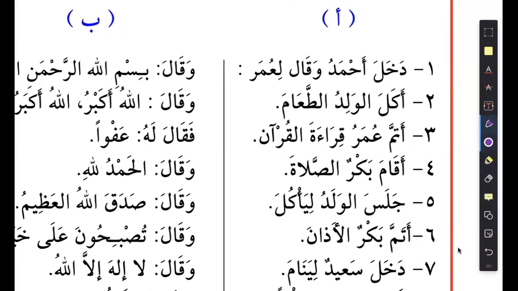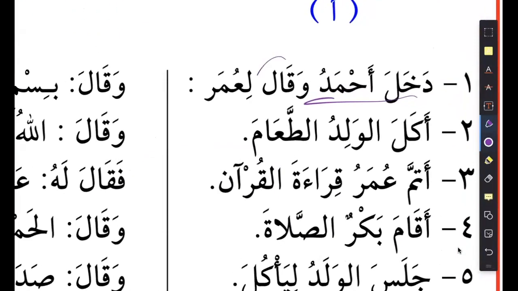He says دخل أحمد وقال لي عمر. Remember, when you say قال, it always takes the حرف الجر li. In English, we say he said to. So you might be thinking to means something else. To means ila, قال ila. No, when you use the verb قال, it's always li. So you don't translate he said for Omar. Don't translate li as a for.